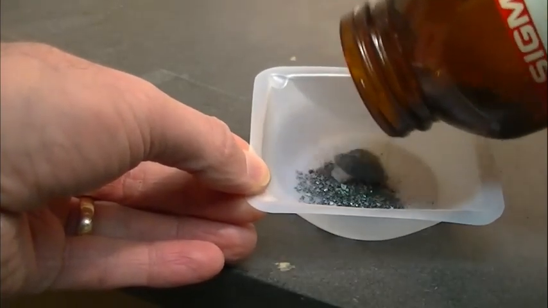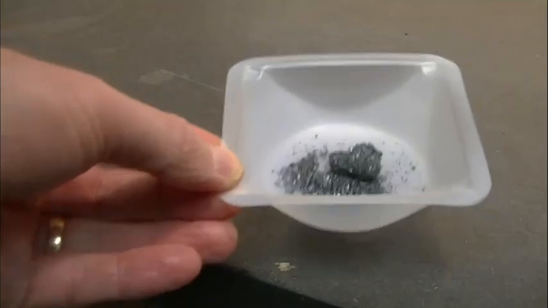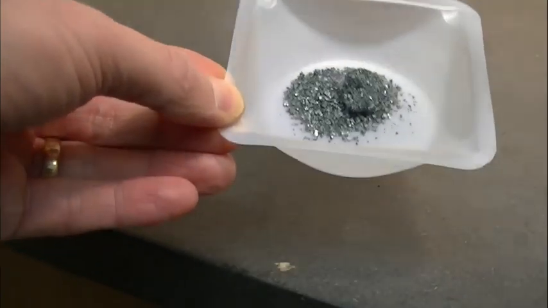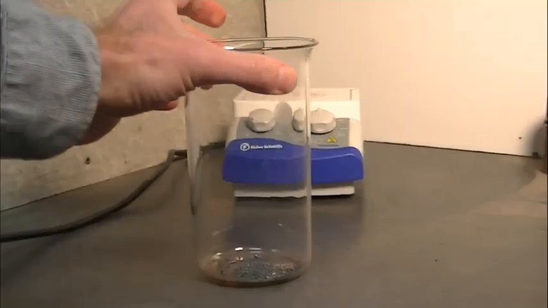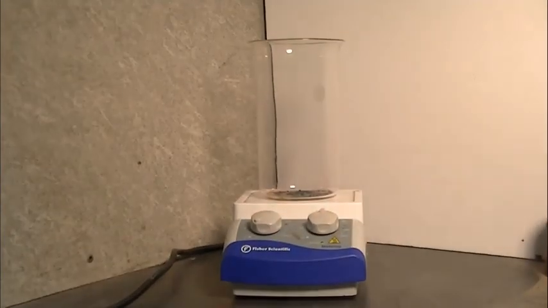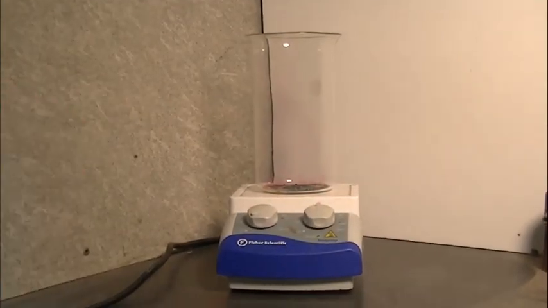Iodine is a shiny solid that is violet black in color. The chemical formula for iodine is I2, which means that two iodine atoms connect together to make each iodine molecule. When solid iodine is heated, it turns into a beautiful purple vapor.